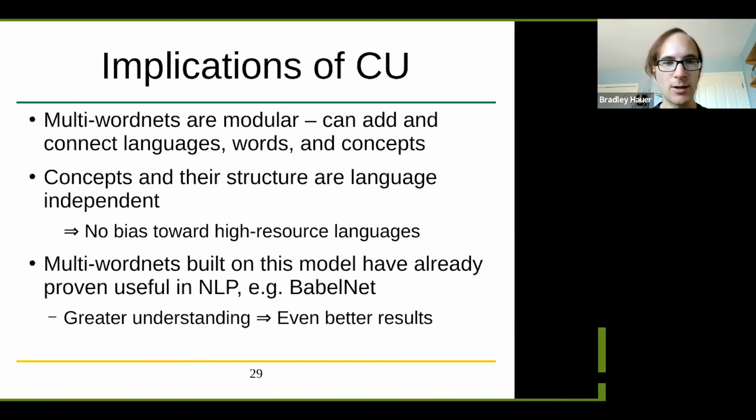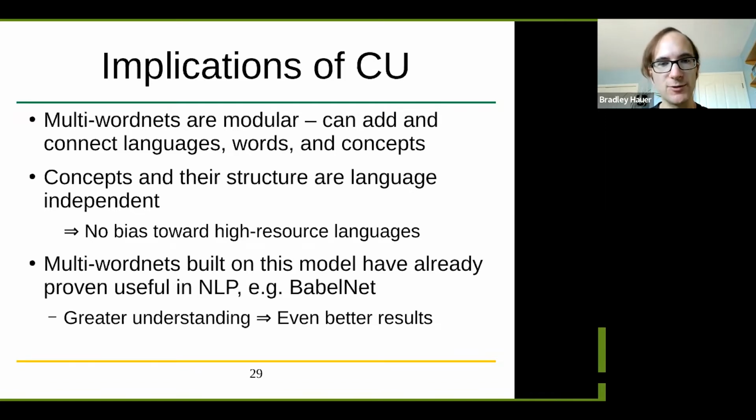And finally, multi-word nets based on this model, as I alluded to earlier, have already proven extremely useful in natural language processing, for example, BabelNet. And my proposition is that as we come to understand these resources, these multi-word nets, as we develop a better understanding of how they work, we will be able to do even better.